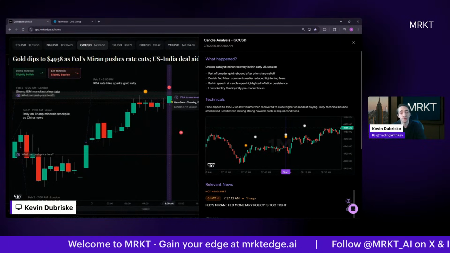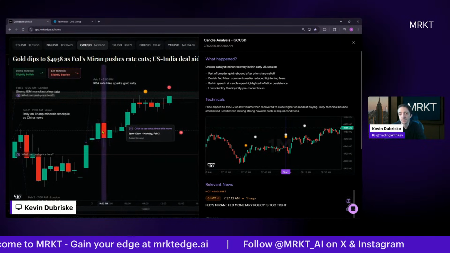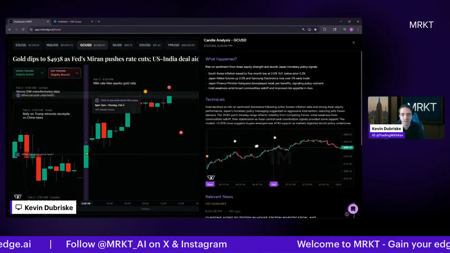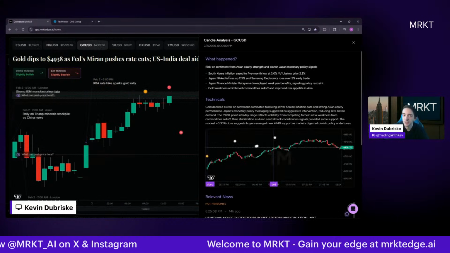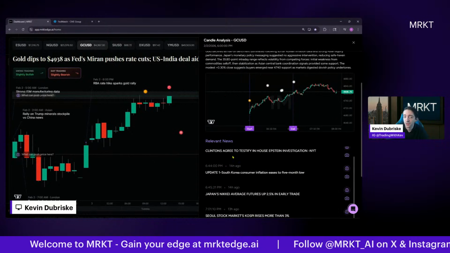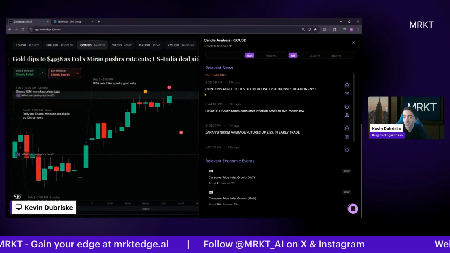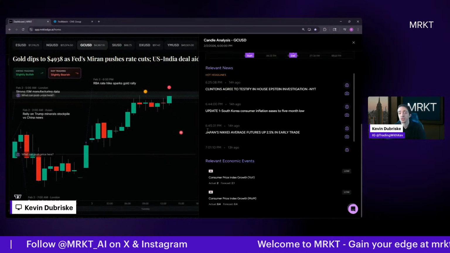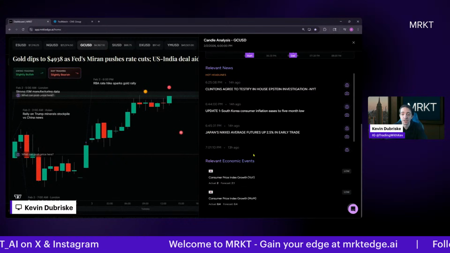And what's super cool too, guys, is you could click any candle, like let's click this one that we see has some type of annotation. It's going to give you that move. Then it's also going to give you the most relevant news. So here are all the headlines or any relevant headlines that came out during that time frame, and any relevant economic events.